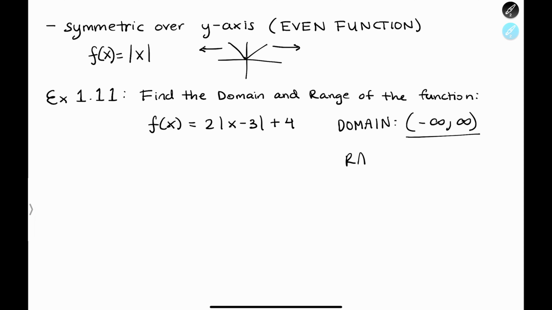The range, we could tell just by looking at these translations. So in this regular absolute value function, we know that the lowest point is at 0, 0, and the y value is equal to 0. Then it goes all the way up to infinity.